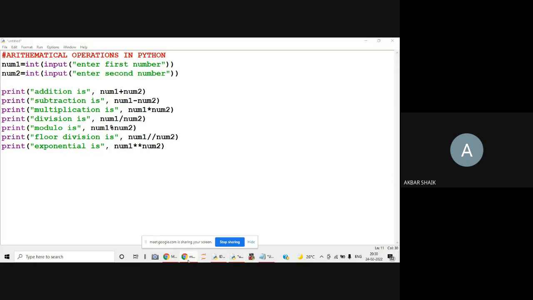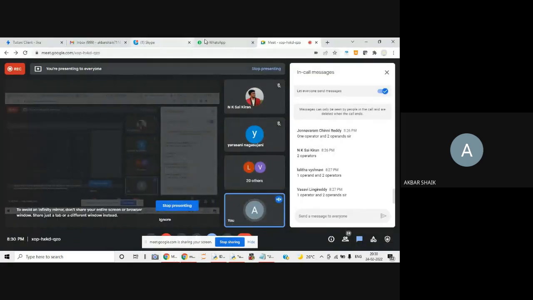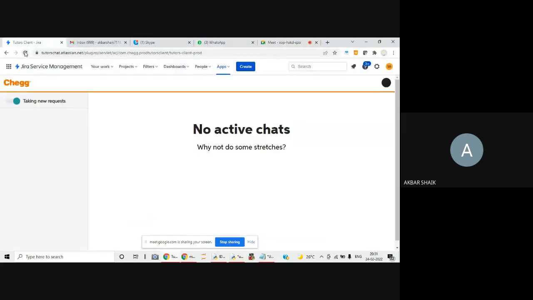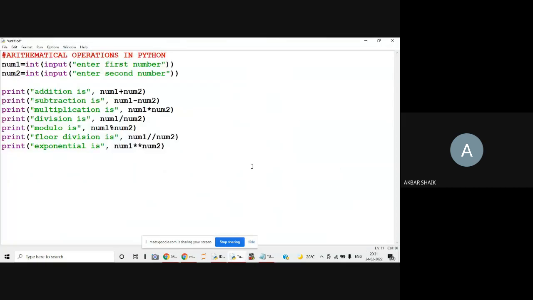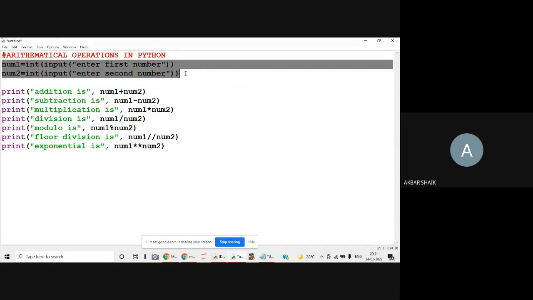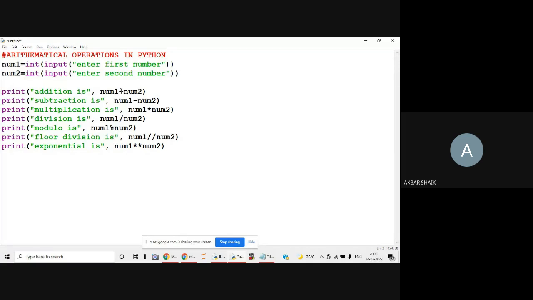Is it clear to all? Is this program clear to all? Any doubts? Any doubts in this program? I am just taking two inputs, number one and number two, and after that I am performing all arithmetical operations. For addition, I am applying plus. For subtraction, minus. For multiplication, into. For division, slash. For modulo, the percentage sign, for floor division, double slash, and for exponential, double star. Okay, I'll save this program.